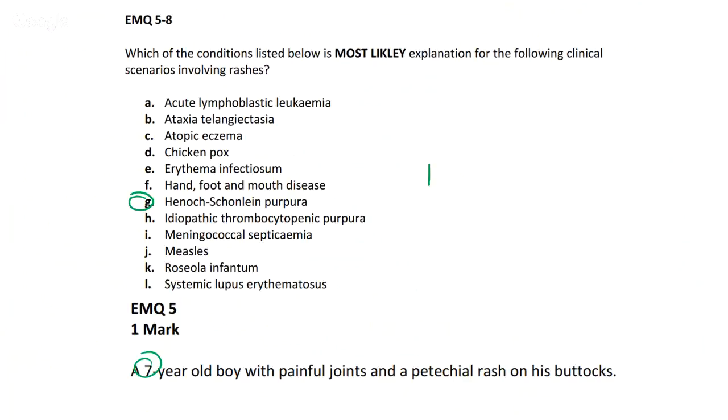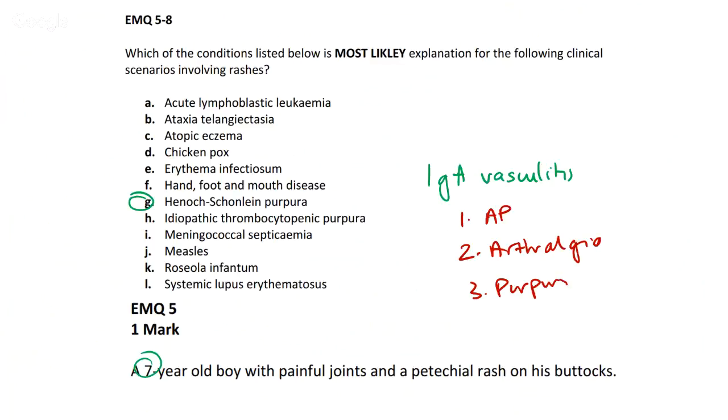IgA vasculitis. Yes, IgA vasculitis. The holy triad of the non-blanching rashes on the buttocks. Okay, what is the triad? Abdominal pain, joint pain, and buttock non-blanching rashes. Okay, and purpuric rash. Okay, purpuric, non-blanching.